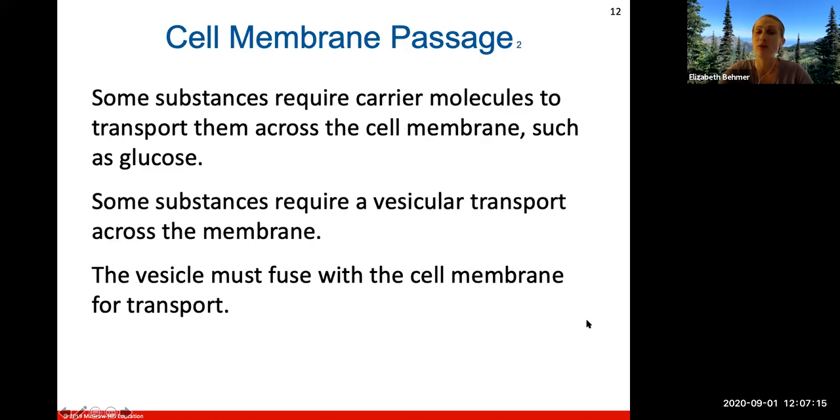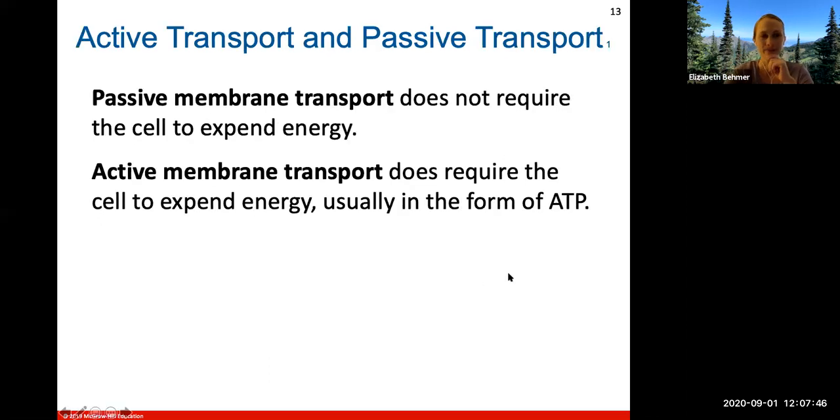Some substances will require a carrier molecule. Think of it just like someone who's helping a substance get across, such as glucose. Some substances require vesicular transport. That means they'll come across the cell membrane in a vesicle, or like a container. That vesicle must fuse with the cell membrane, so it will join the cell membrane and then be spit out on the other side, depending on which way it's going.